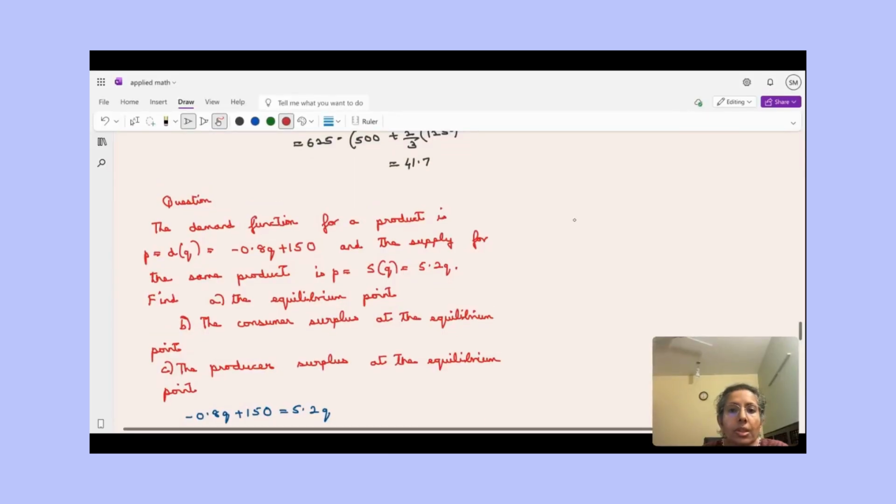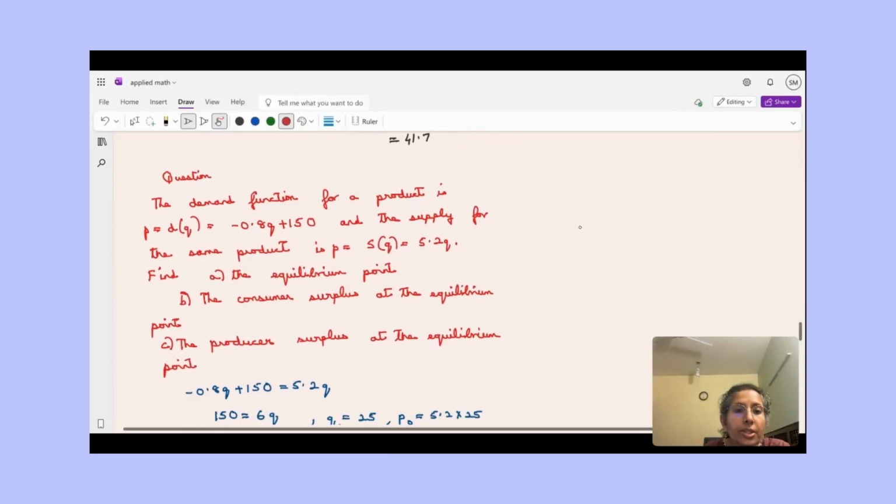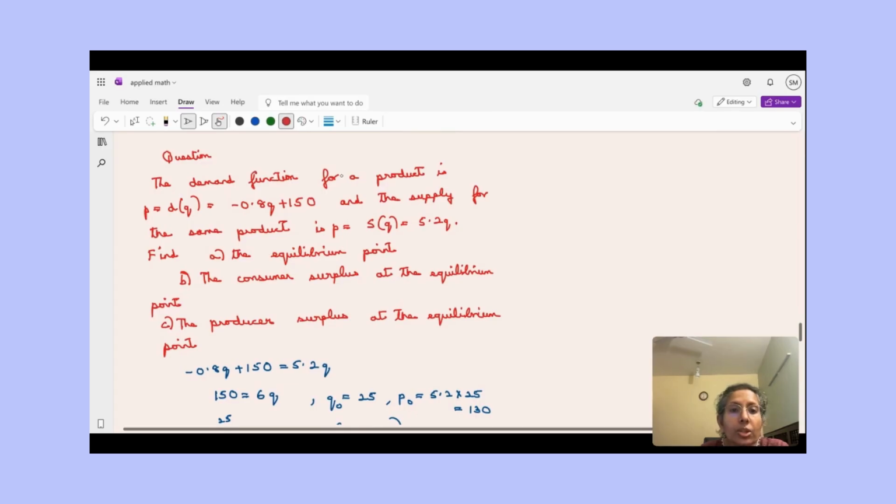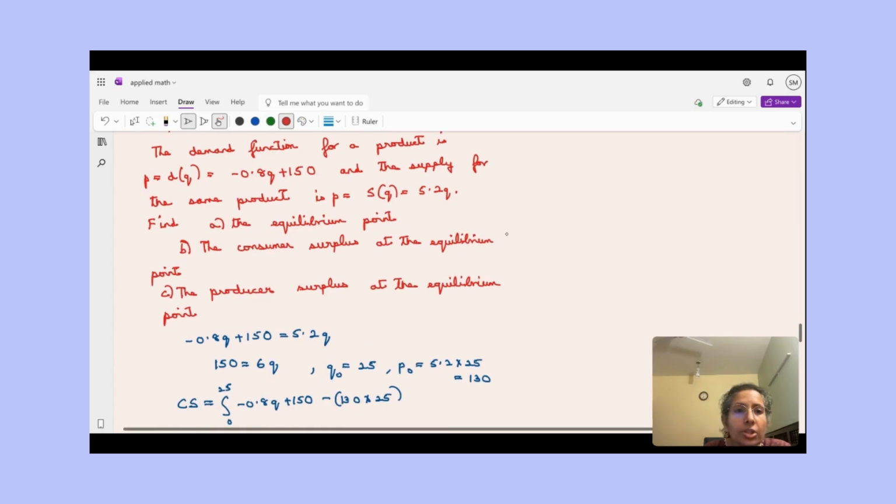The demand function for a product is P equal to D(q) equal to minus 0.8q plus 150, and the supply for the same product is P equal to S(q) equal to 5.2q. Find the equilibrium point. So we equate the two. Minus 0.8q plus 150 is 5.2q. So 150 is 6q.